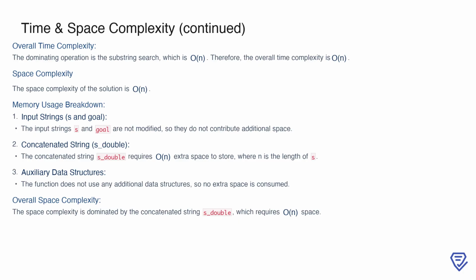Here's why. First, the input strings, S and goal, are not modified during the function's execution, meaning they do not require additional space. However, the concatenated string, S_double, does require extra space because it stores a new string that is twice the length of S. This means S_double contributes O(n) space. Additionally, the function does not use any auxiliary data structures, so no further space is consumed. As a result, the overall space complexity is dominated by the memory required for S_double, making it O(n).